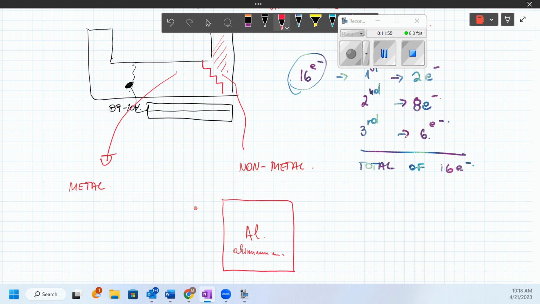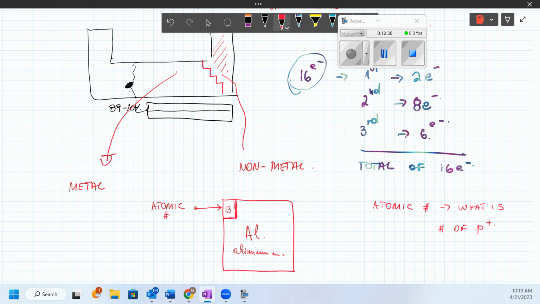And then at the left corner of the box of the element, we have a number. This number for aluminum is 13, and it is known as the atomic number. The atomic number tells us the number of protons in the nucleus.